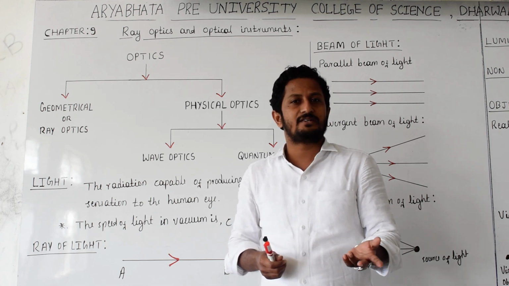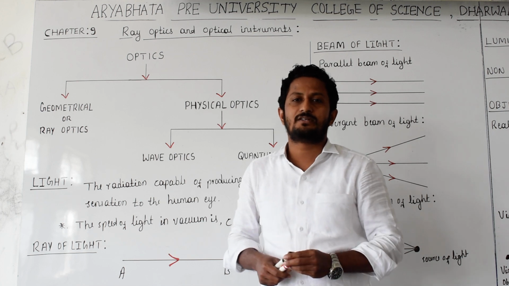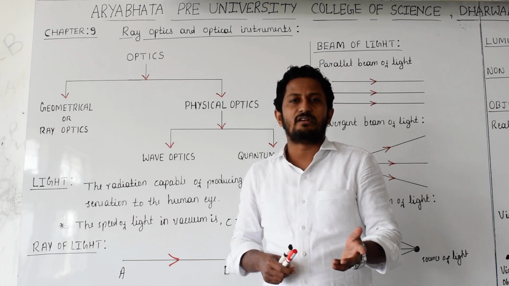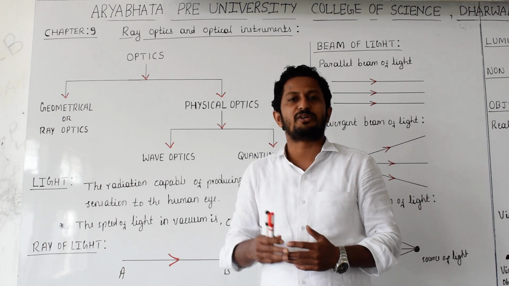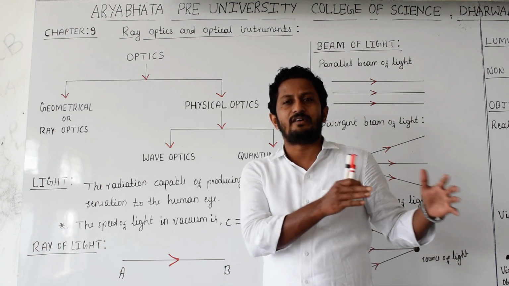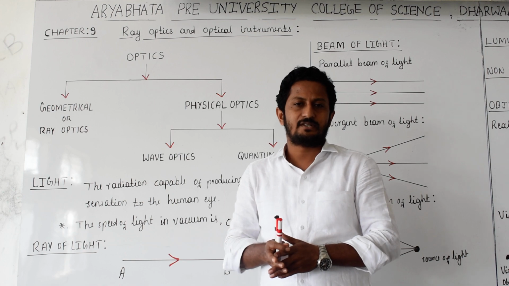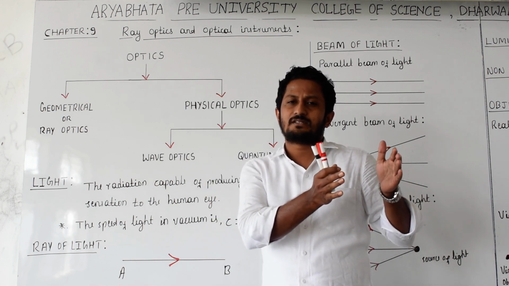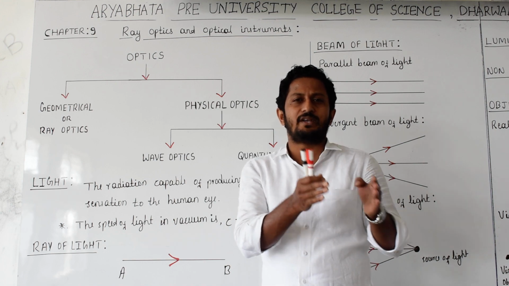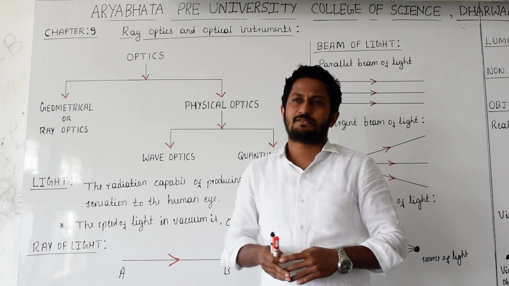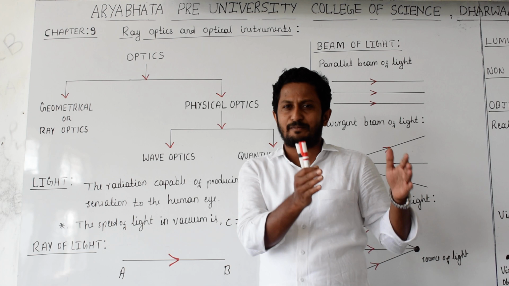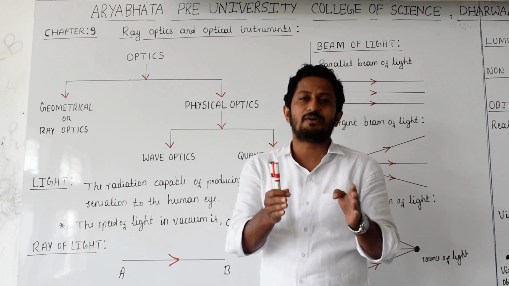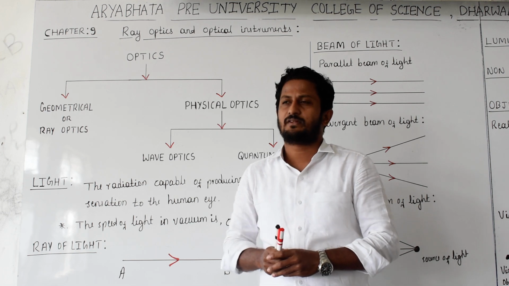The branch in which we are going to study the properties of light, like reflection of light, refraction of light, dispersion of light, or even image formation of different objects, all come under the branch called geometrical or ray optics. I mean, this is the branch in which we study the properties of light.